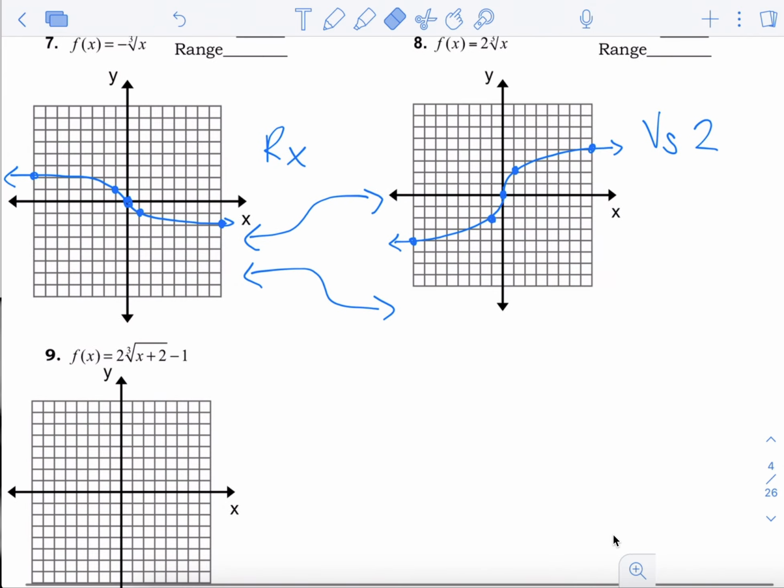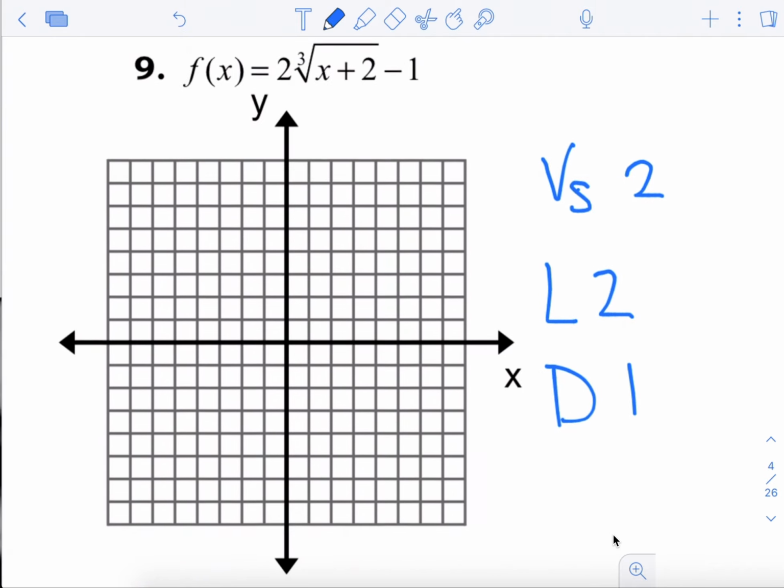All right, last one of these. We still have the 2 out front, so we're still doing a vertical stretch by 2. But this time I have a 2 under the square root, that's a left 2. And a -1 after the square root, that's a down 1. So for this one, we have to change our starting position, left 2, down 1. It's going to be right here, and then we follow our pattern.